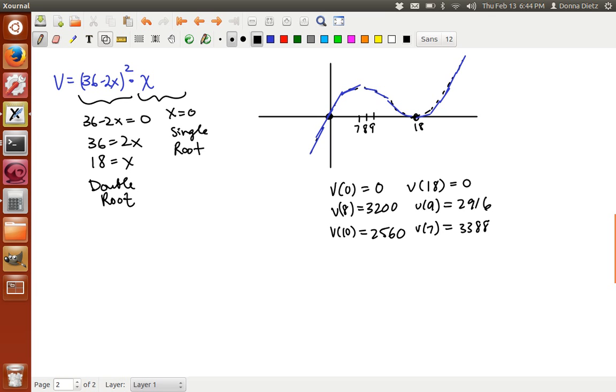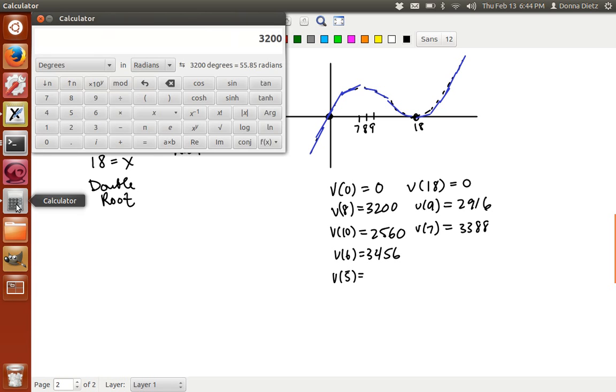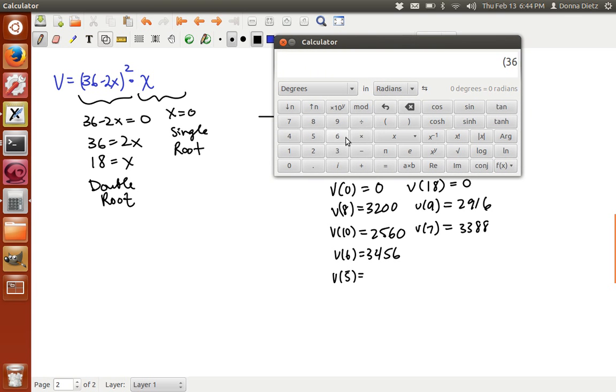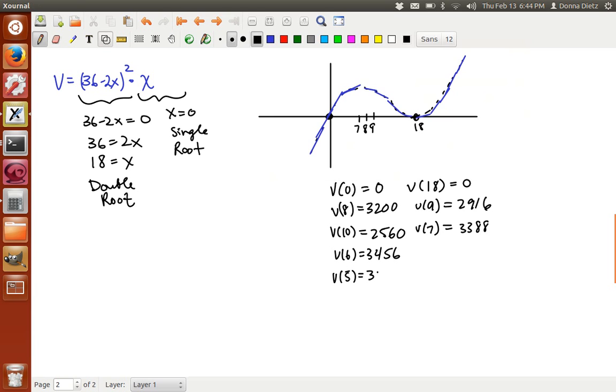So we try v of 6. And we get 3456. Well, that's interesting. So far 6 seems to be the winner. And so, I don't know, we could try v of 5. All right, what's going on? Let's see. 36 minus 2 times, now 5 is the thing we're interested in, to the power of 2 times 5. And that's 3380. So v of 6 is definitely better.